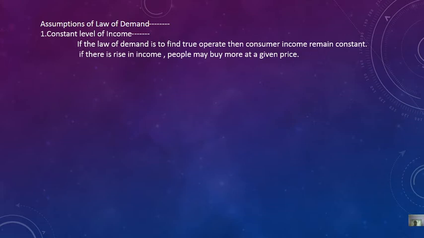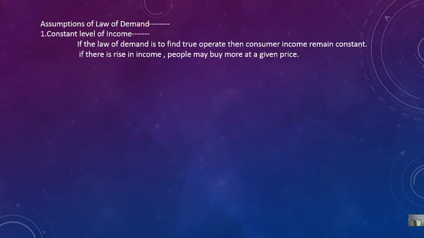For example, during the experiment of finding whether the statement is true, if there is a rise in income of any person, what happens? He may buy more because his income rises or increases. So at that time we say that price and quantity demanded have an inverse relationship, but these things do not prove true here.